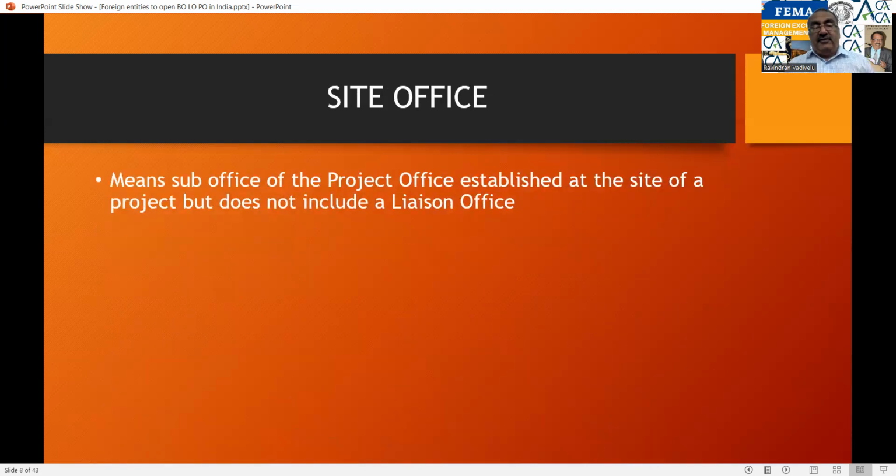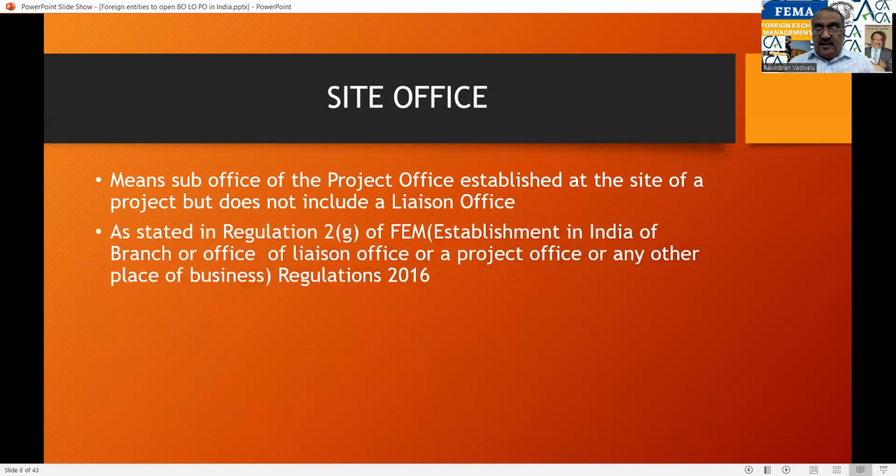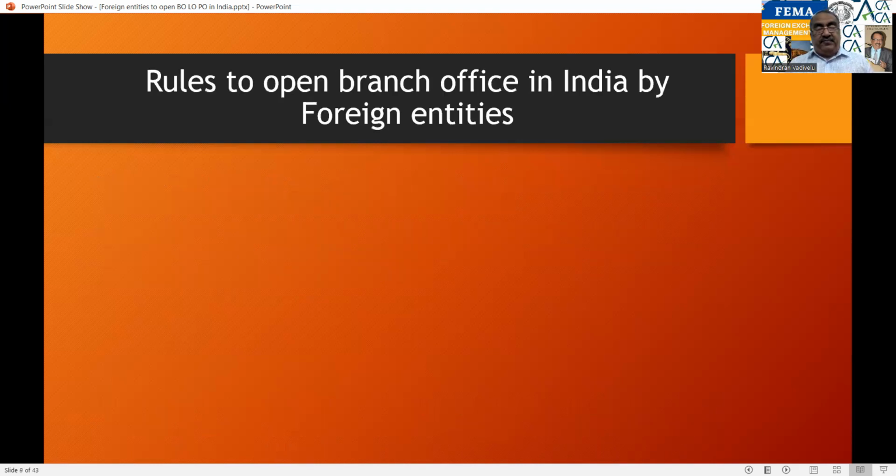And what is meant by site office? These are the important things that you should know. It means a sub office or project office established at the site of a project, but does not include the liaison office. This is covered by regulation 2G of FEMA.